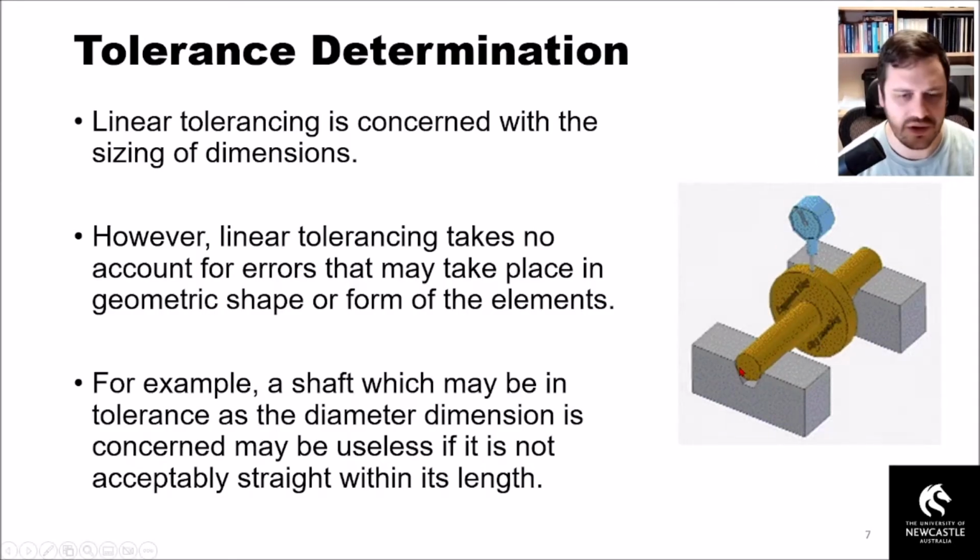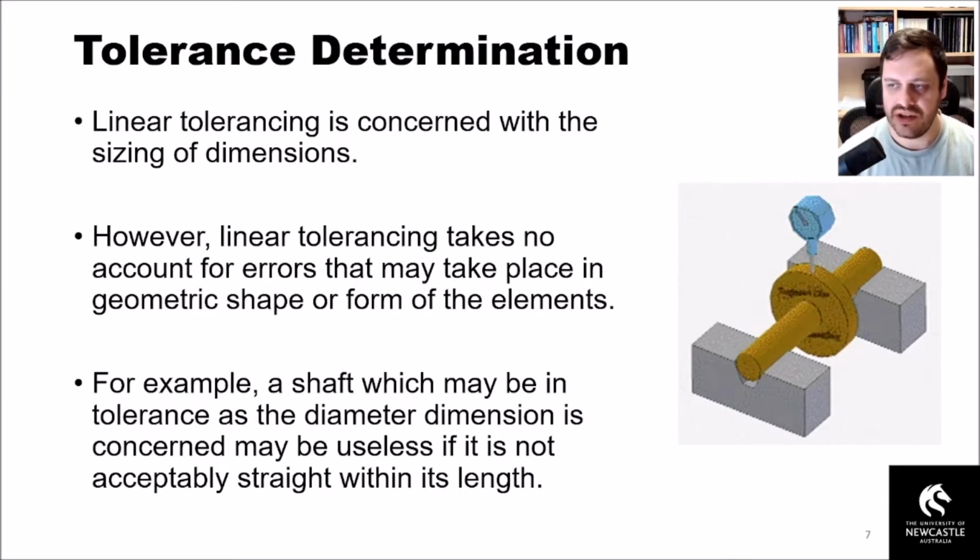So for example, if we consider a shaft, as we have with the GIF on the screen here, which may be in tolerance as far as the diameter dimension with our plus minus values is concerned, it may be useless if it is not acceptably straight within its length. So what are we actually talking about here?